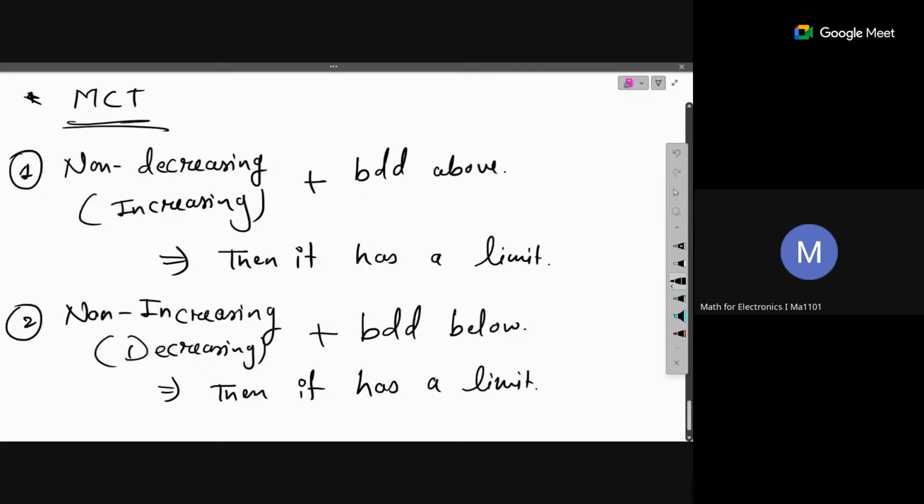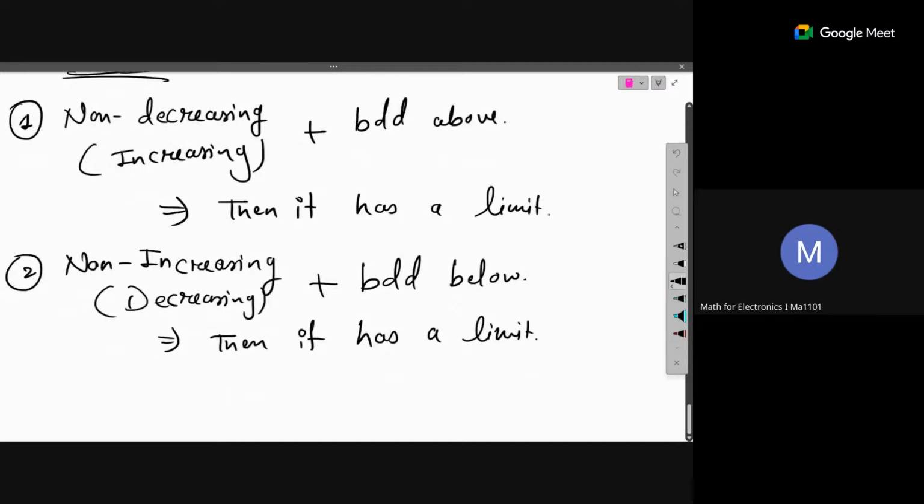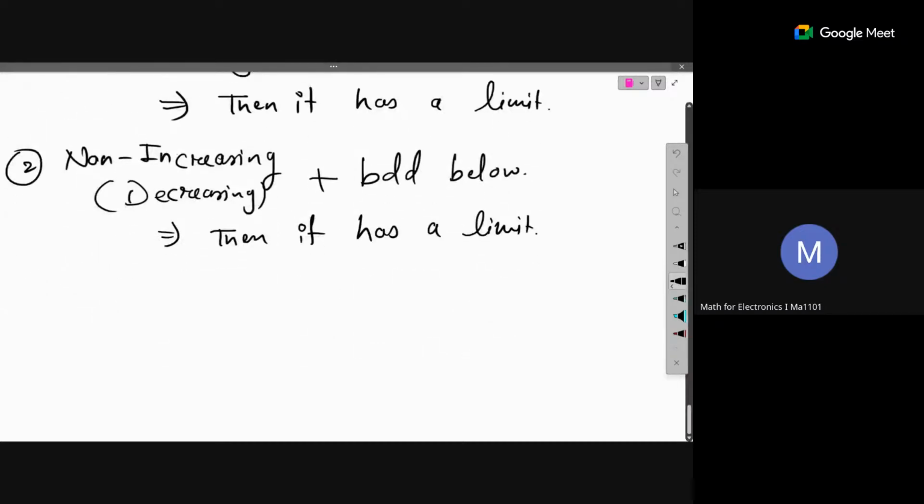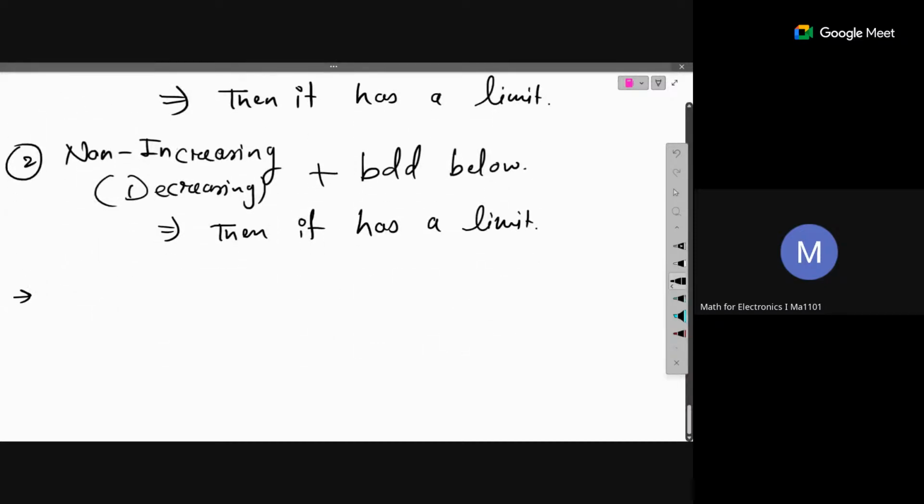Okay, so this is known as the monotone convergence theorem. Now we can use this theorem to say that if a sequence has a form like this, suppose in the previous question I had taken an is equal to (3n + 2)/(3n + 7), we know that the sequence is bounded above and bounded below.